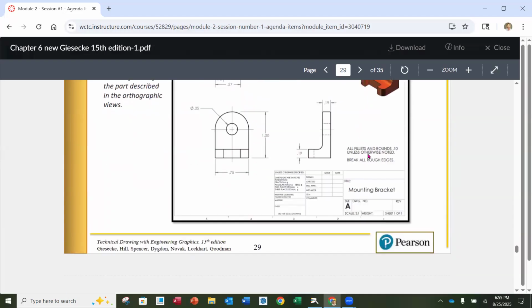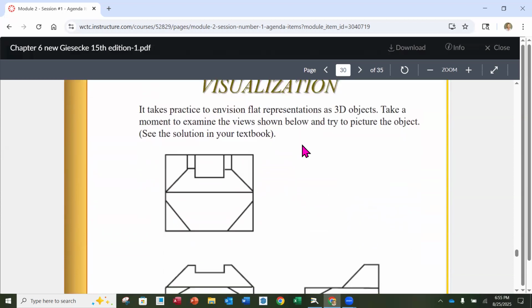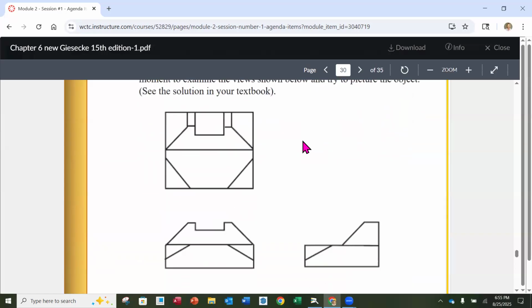So whenever we have it, always add it as long as there's room. Now this slide here says it takes practice to envision what something's going to look like. As you look here, we've got three views: here's our front view, top view, and a right side view. I know not all of us have a lot of experience with this, so if you can't visualize what this is going to be, it's totally fine.